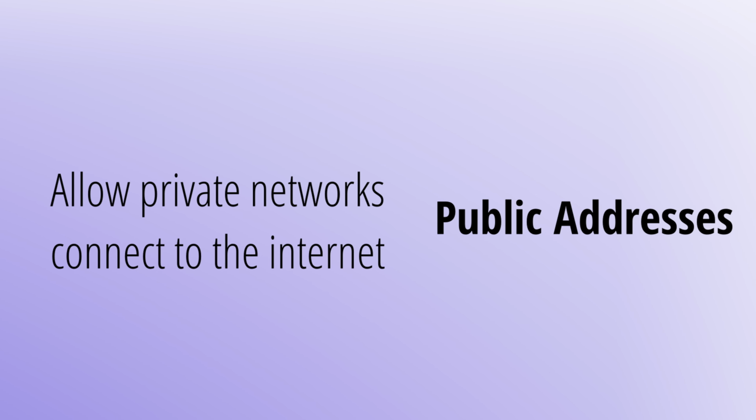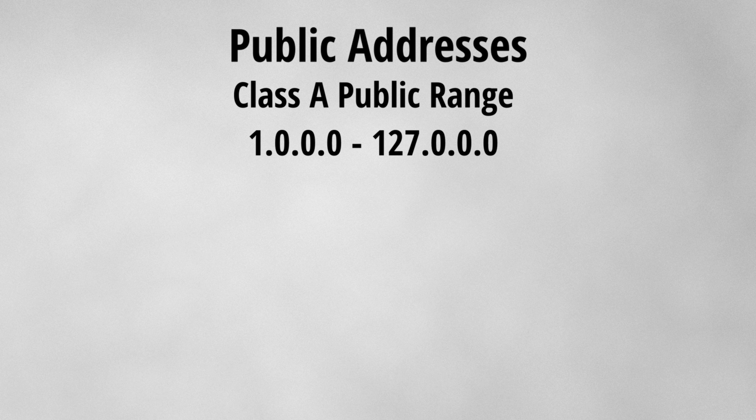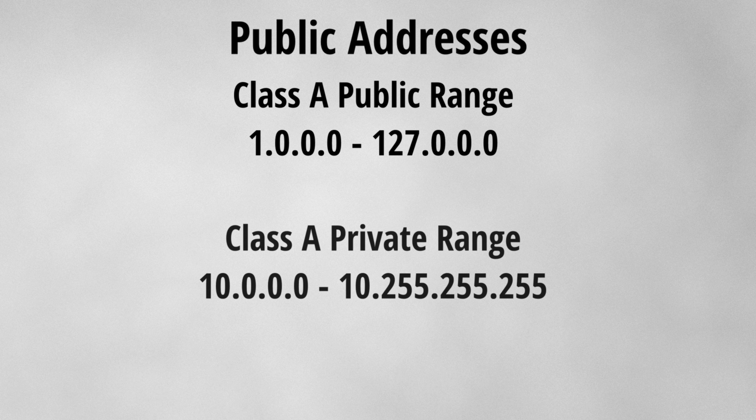Then we have public addressing. These are the addresses assigned by the ISP to your router to allow the private networks to connect to the internet and access external resources. And these addresses are routable across the internet. Everything on the internet requires an IP address. These public addresses also have ranges. A Class A public range is from 1.0.0.0 to 127.0.0.0. Of course, the 10.0.0.0 to 10.255.255.255 range is reserved for private addressing.